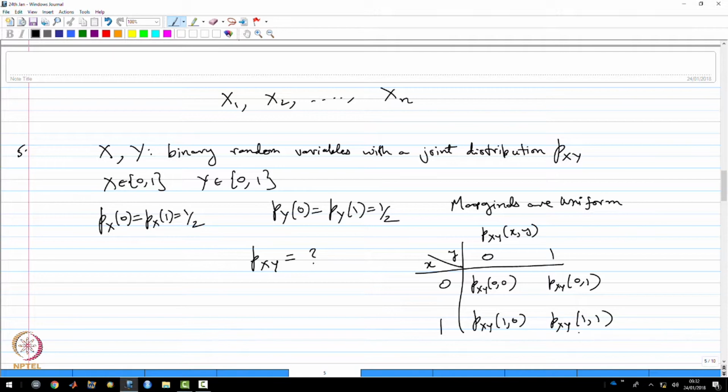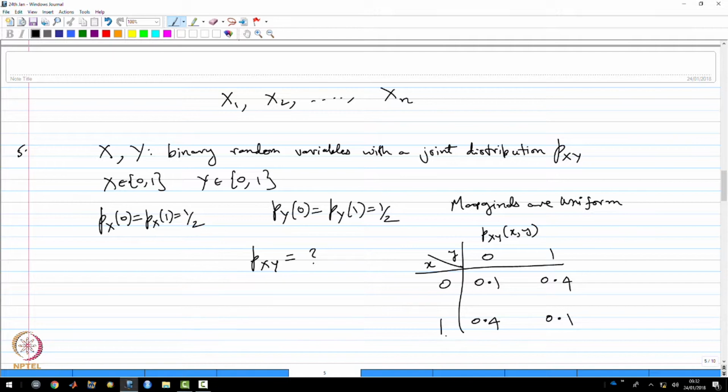So for instance, you can write something like this. I could have 0.1 here, 0.4 here, 0.4 here, 0.1 here. You can check this is a valid joint PMF. You add up all of them, you get 1, and your marginals are still 0.5, 0.5. How do you get the marginal of y? You add these two things, 0.1 plus 0.4, that's 0.5. The marginal for y equals 1 is 0.4 plus 0.1, again 0.5. So every marginal is 0.5.